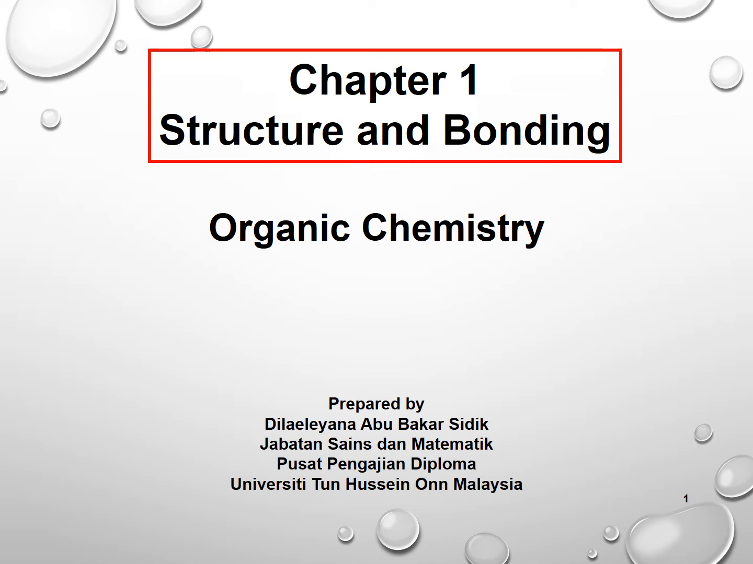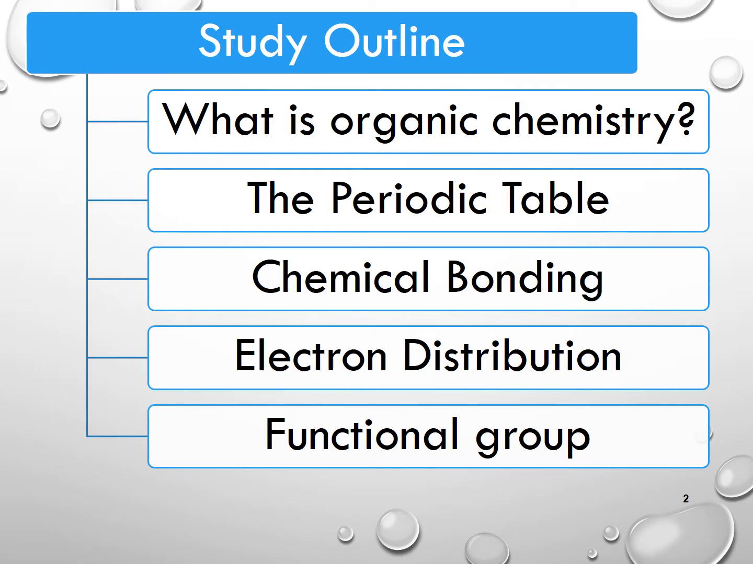Today we will cover structure and bonding. This is the study outline for this chapter: we cover the definition of organic chemistry, and then the periodic table, chemical bonding, electron distribution, and functional group.